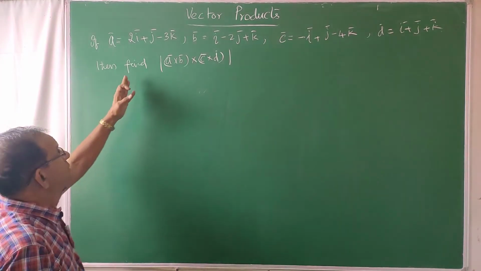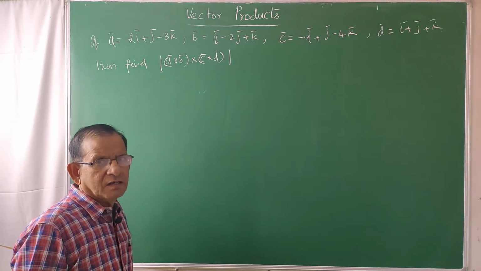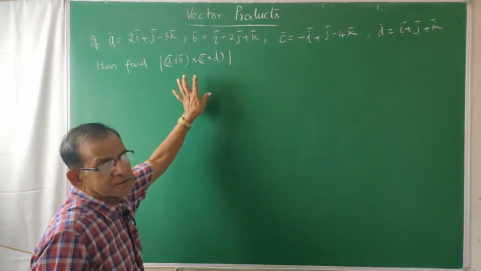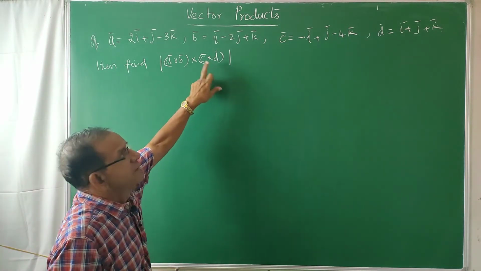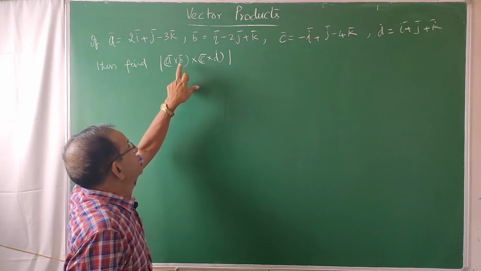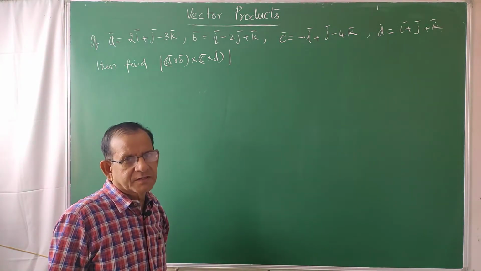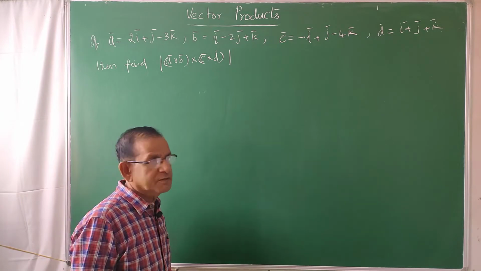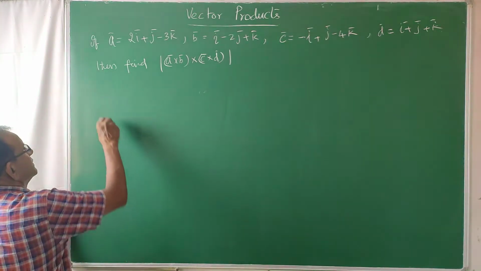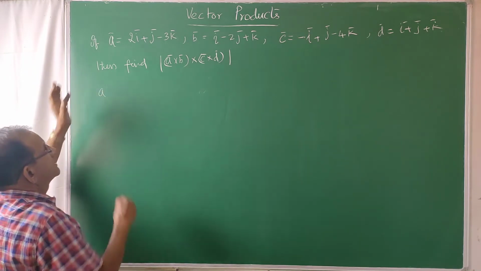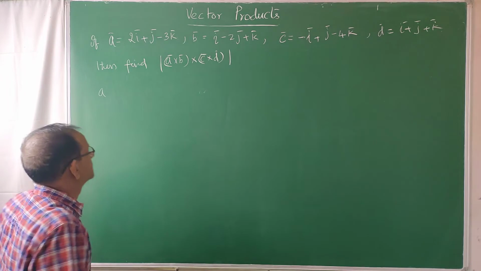Here a bar, b bar, c bar and d bar are given. We have to find out the modulus of a cross b cross c cross d. First of all, we have to find out the cross products of a bar, b bar and c bar, d bar separately. Then again we have to find out the cross product of those two. After that, you have to find out the modulus. First of all, let us write a cross b. In the exam you have to write all the vectors separately, then you have to proceed.